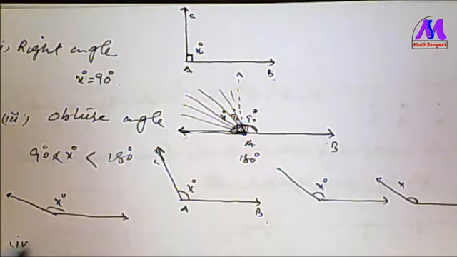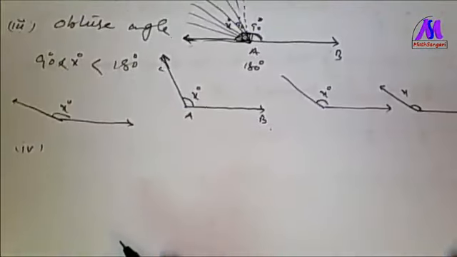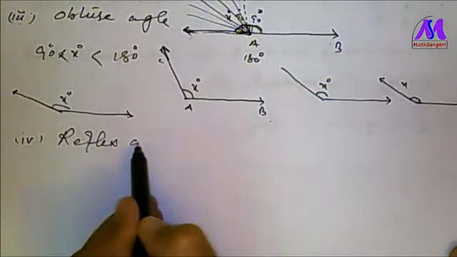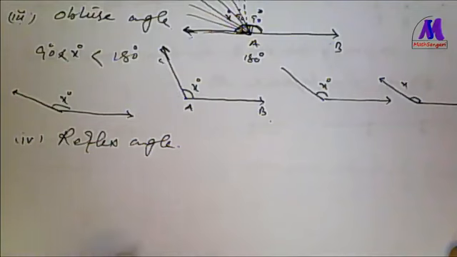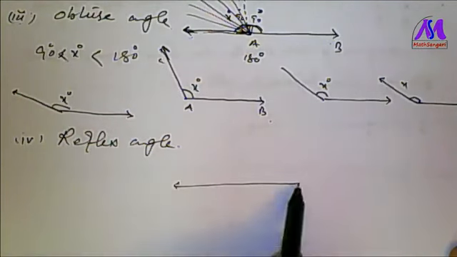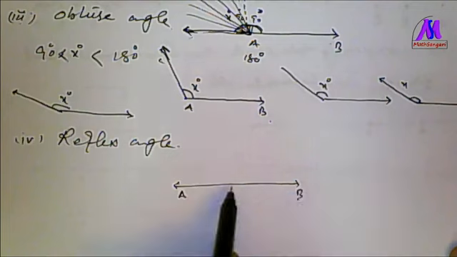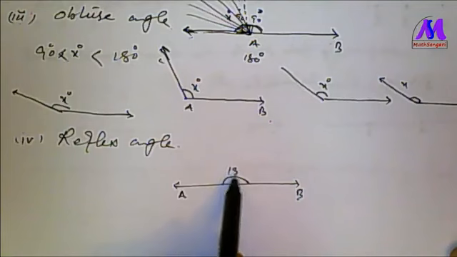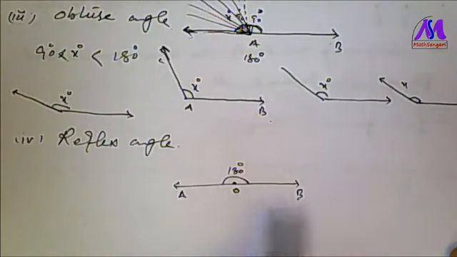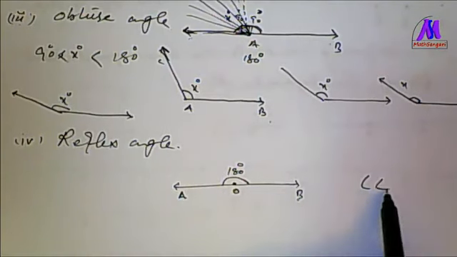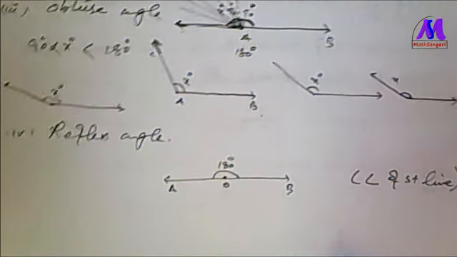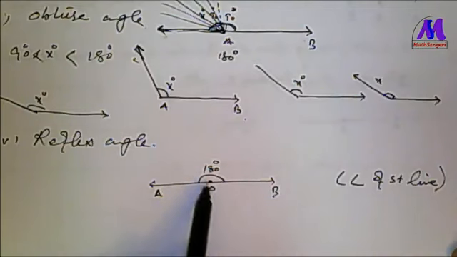The third type of angle is a reflex angle. Here I'm drawing a line AB with the center O. Here it's making an angle of 180 degrees because it's the angle of a straight line. Remember, it's the property: the angle of a straight line will be equal to 180 degrees.